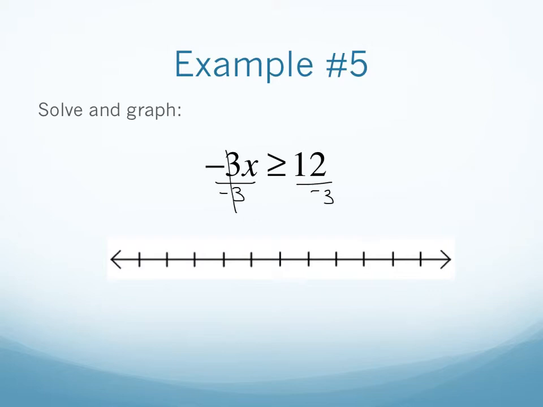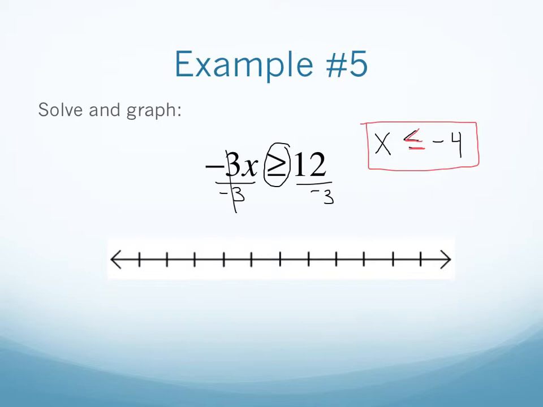The 3's cancel, so I have x. 12 divided by negative 3 is negative 4. Okay, here's the thing. Anytime you divide by a negative number, this inequality is going to flip directions. So it's going to flip to this way. I divided by a negative 3, so I flip directions. This is my answer then. Anytime you divide or multiply by a negative number, you want to flip directions.